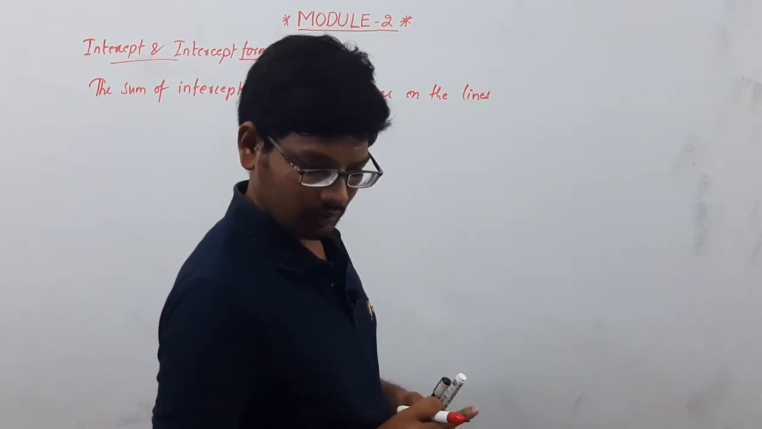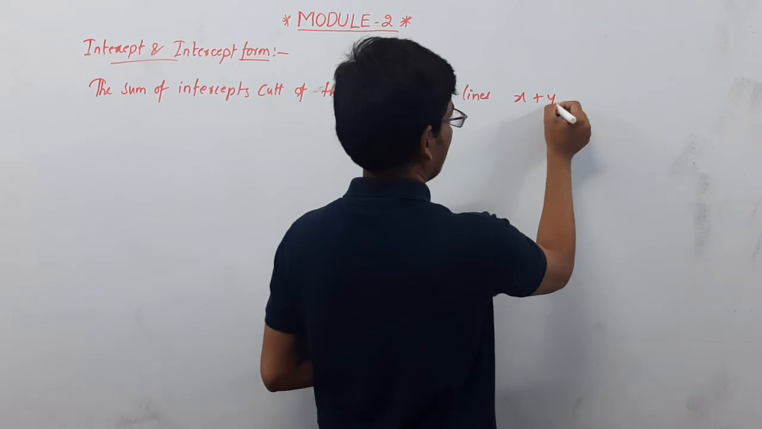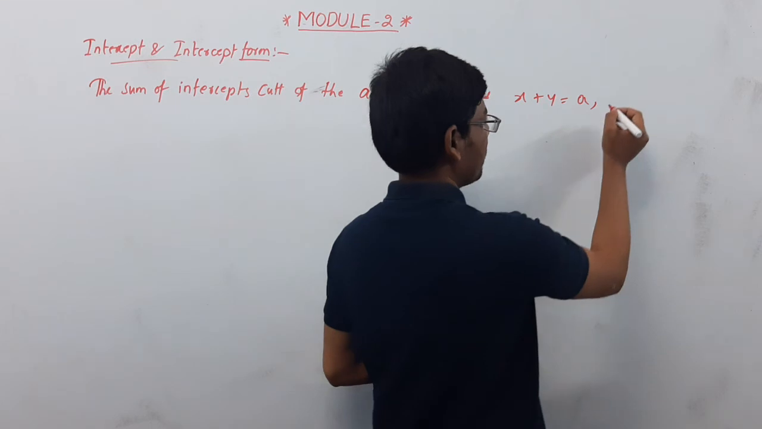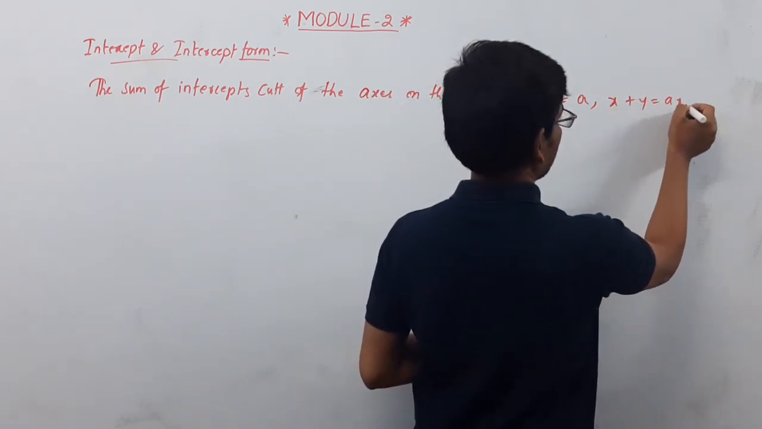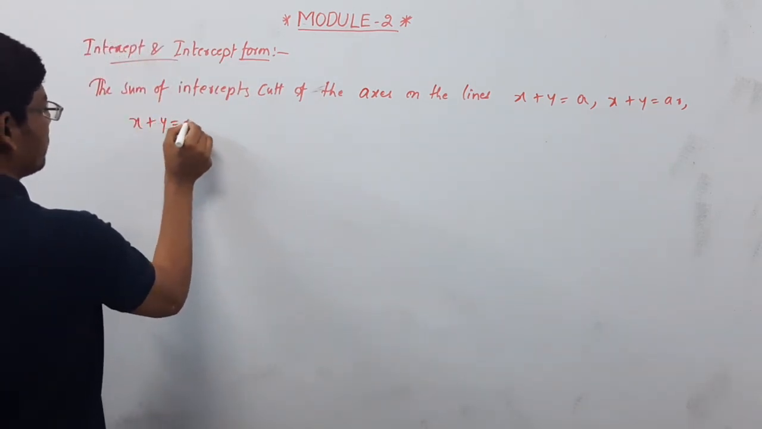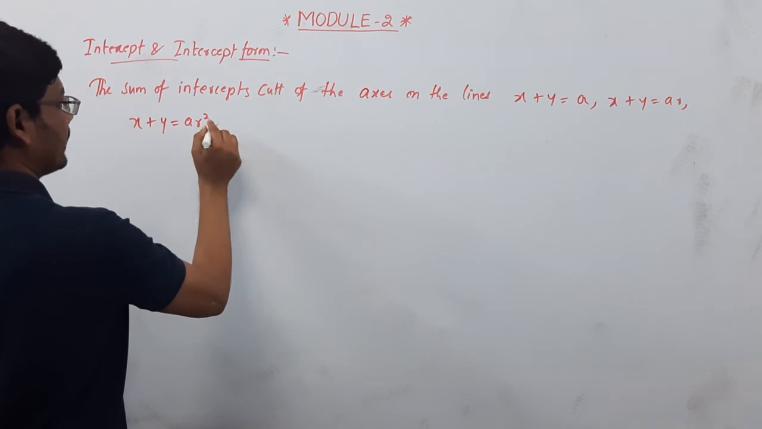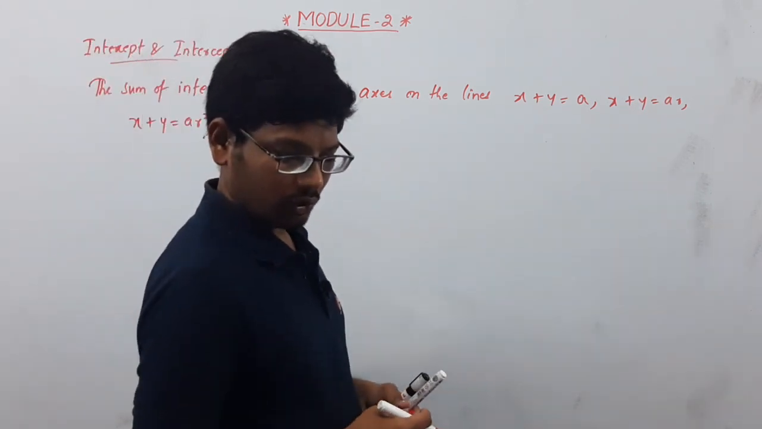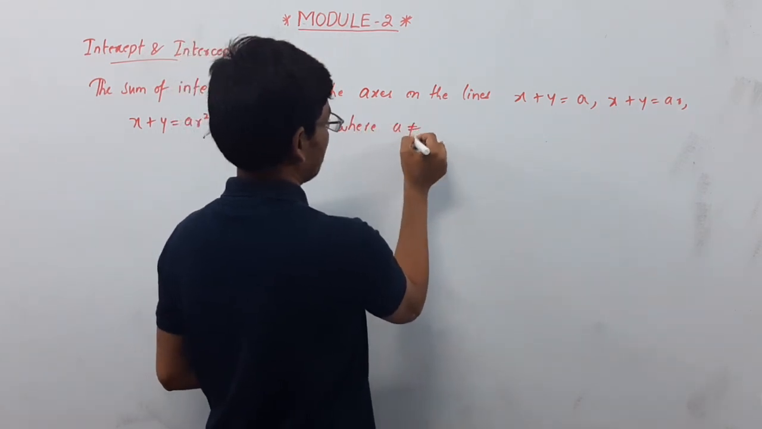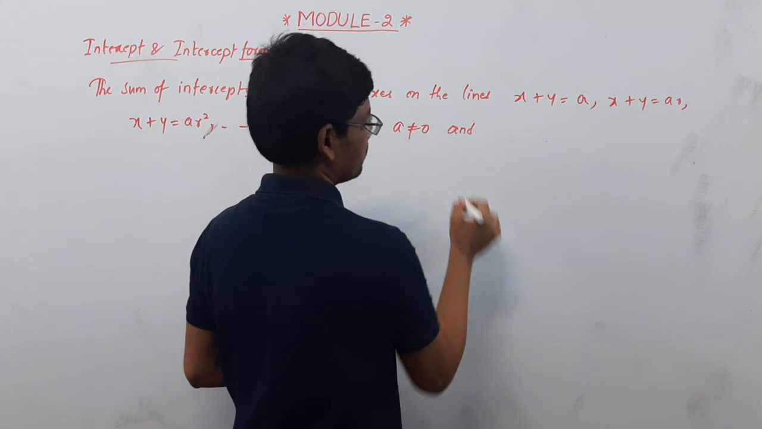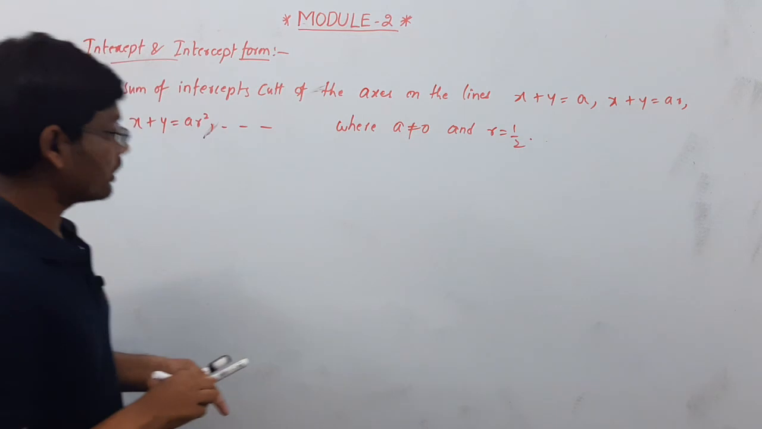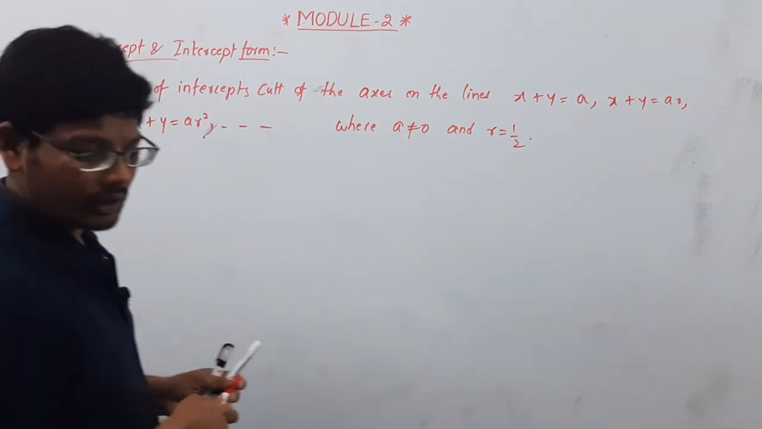x plus y is equal to a, and x plus y is equal to ar, and x plus y is equal to ar square, and so on, where a is not equal to 0 and r is equal to 1 by 2. Here this is the question. First understand the question. This is question number 7.